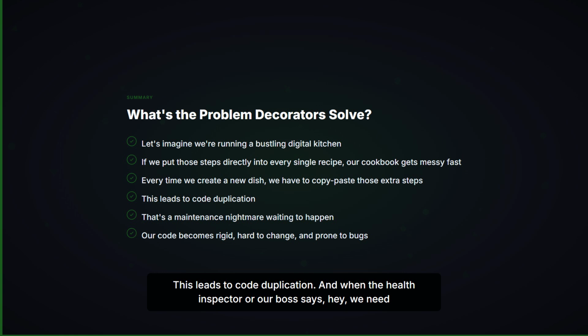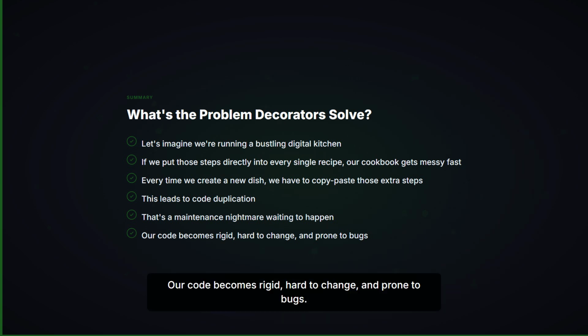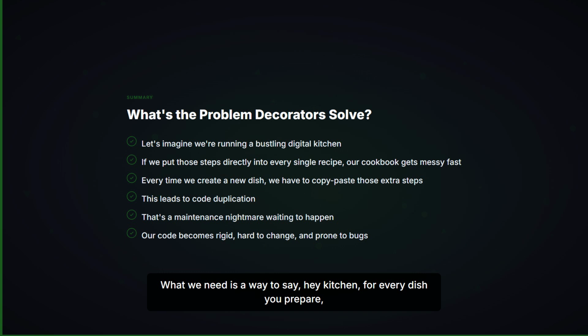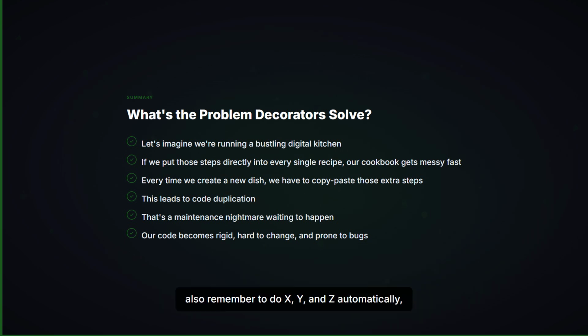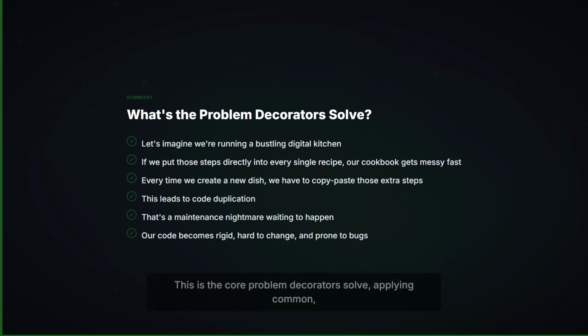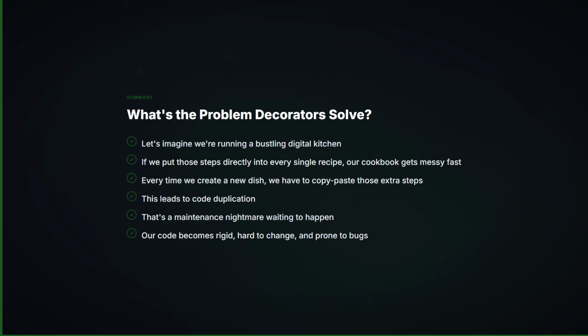And when the health inspector, or our boss, says, "Hey, we need to change how we log orders," we suddenly have to go through every single recipe and update it. That's a maintenance nightmare waiting to happen. Our code becomes rigid, hard to change, and prone to bugs. What we need is a way to say, "Hey kitchen, for every dish you prepare, also remember to do X, Y, and Z, automatically, without us having to write X, Y, and Z into every single recipe." This is the core problem decorators solve, applying common, cross-cutting concerns to multiple functions cleanly and efficiently.